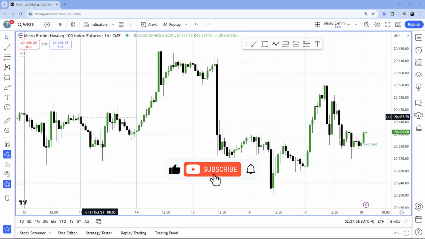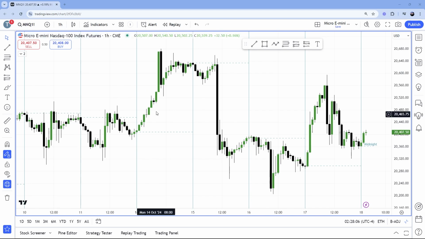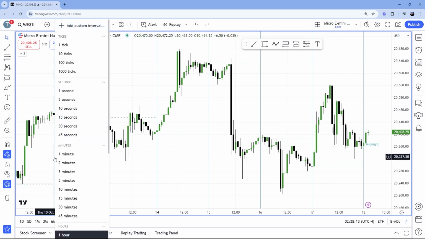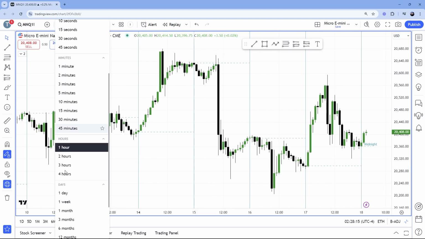Okay, now let's look at real trading chart examples. Okay, so now we are in a TradingView chart. This is the micro E-mini Nasdaq index futures. So in this chart, these are the candlesticks, but if I want, first of all, I can look at it from a daily perspective.